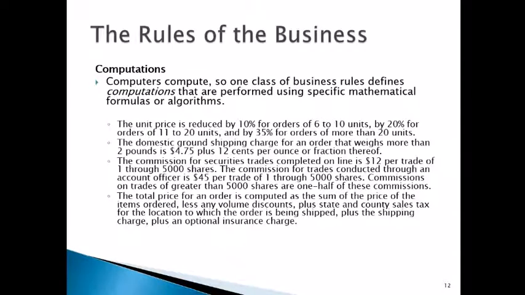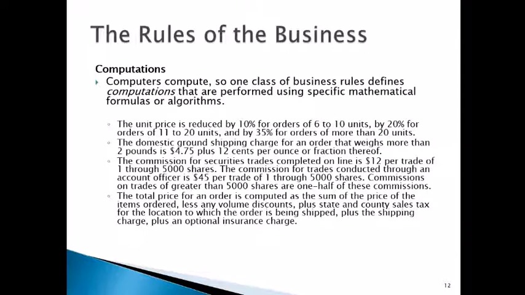Computations. Computers compute. So one class of business rules defines computations that are performed using specific mathematical formulas or algorithms. Another part of the rules of business is computations that are performed during the business. For example, if you purchase a particular item, for example one purchase, then it has a different price.